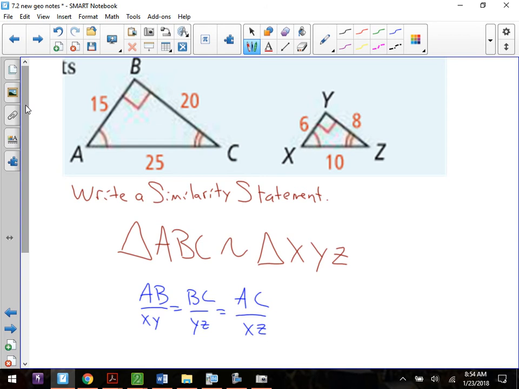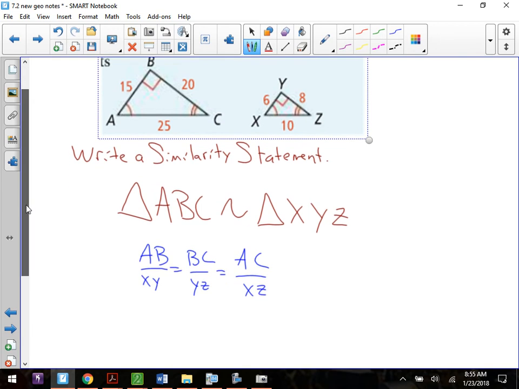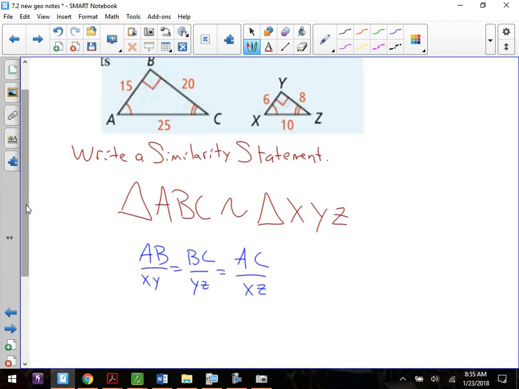Actually, if I shrink up the diagram, will you guys still be able to see it? That way I can move this up a bit. You guys still see that all right? Just to give it a little space.